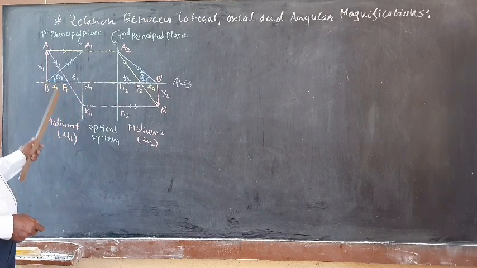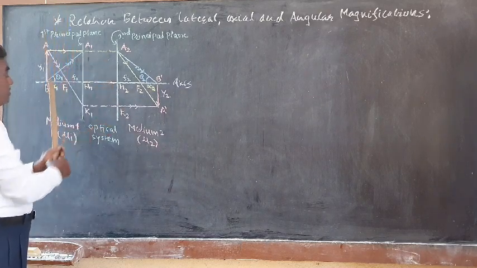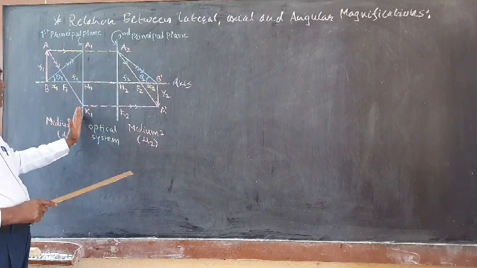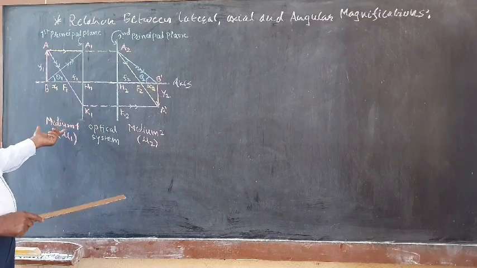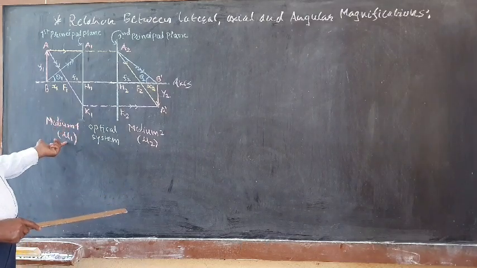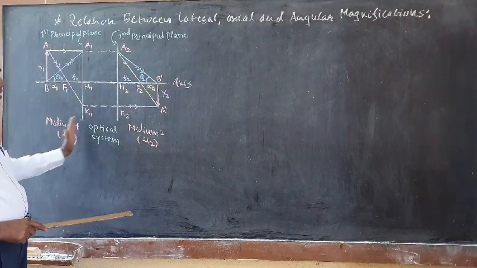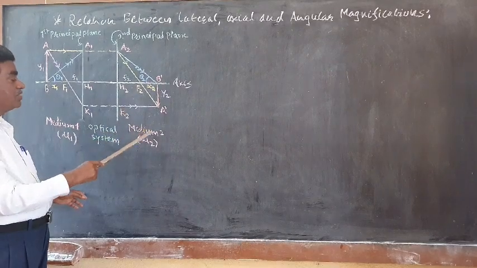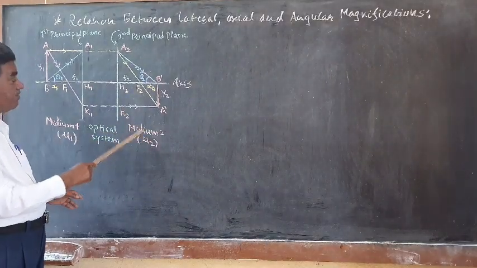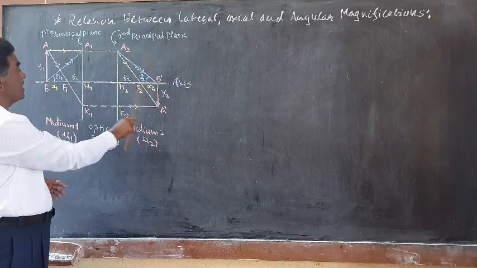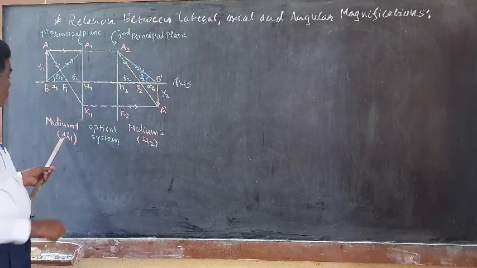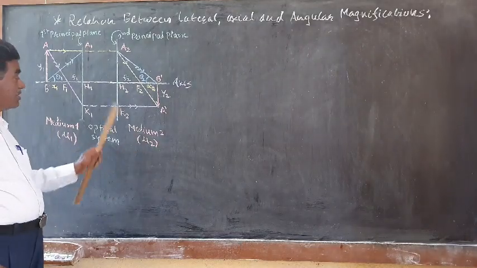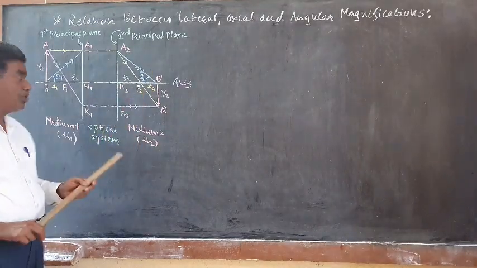Now suppose the optical system is described by the principal planes, and on one side of the optical system there is media 1, and mu1 is the refractive index of this media. On the other side of the optical system, on the image side, there is media 2, and mu2 is the refractive index of media 2.